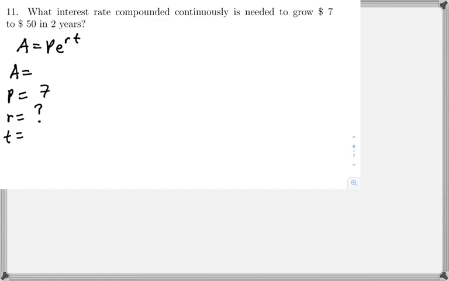They say presently we're growing $7. That's a present value, and we want to grow it to $50, and we want to do that in 2 years. So 50 is equal to 7e to the 2r. And this is an exponential equation. We're trying to solve for the exponent of the r here.